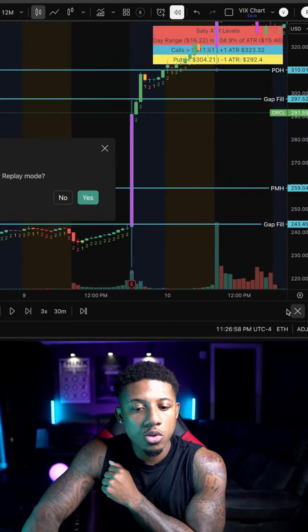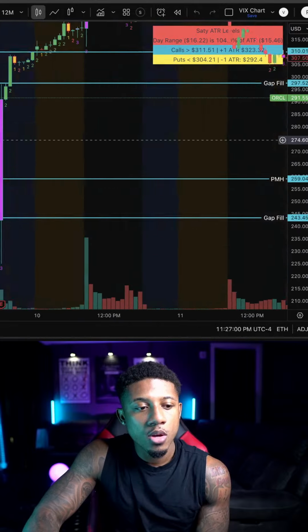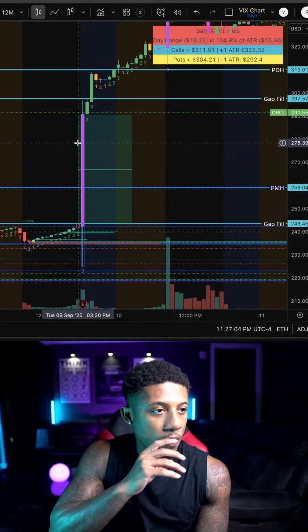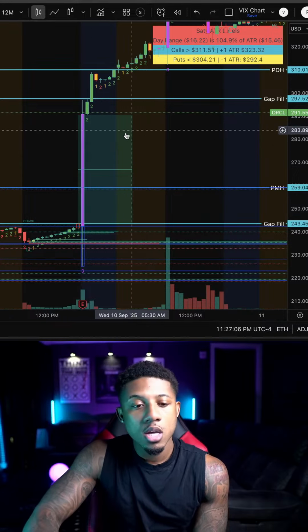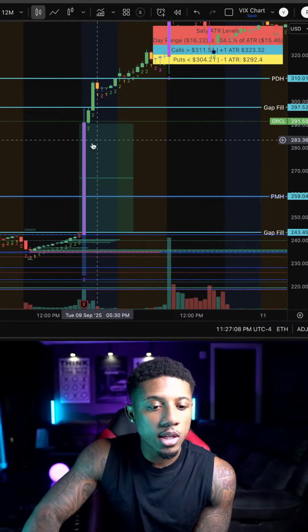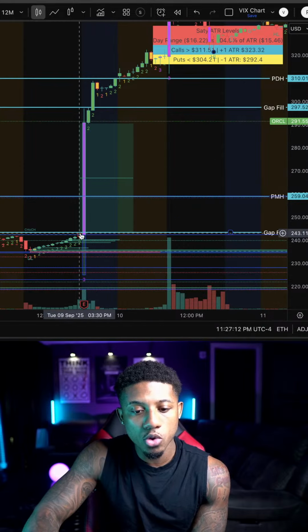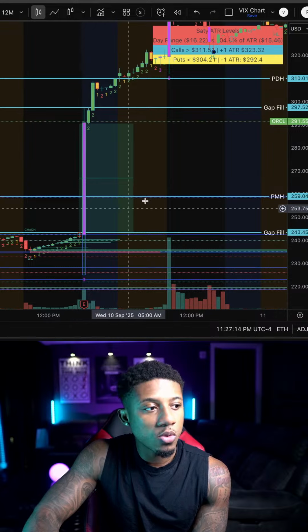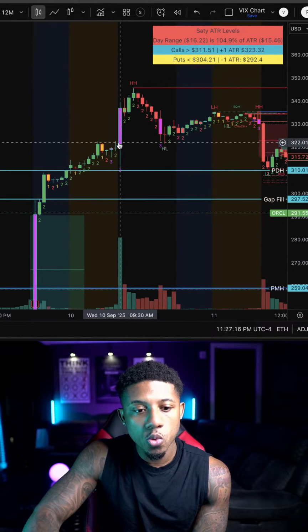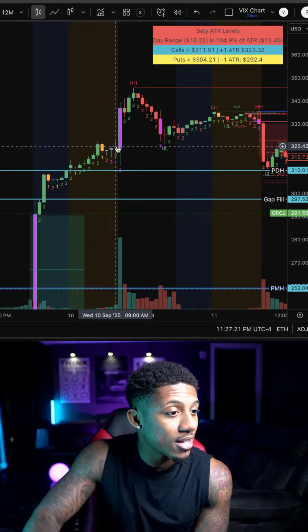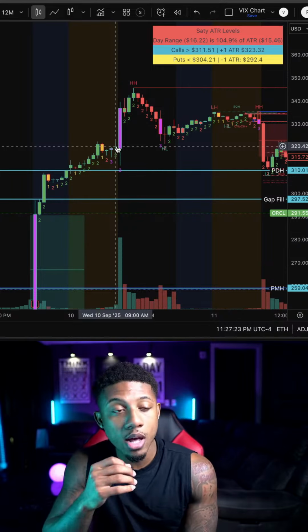Someone might ask, well, Tez, why did Oracle run like this? Well, they had their earnings. They reported earnings. When you're looking at a run-up like this, from 242, it opened at 320. That is insane.